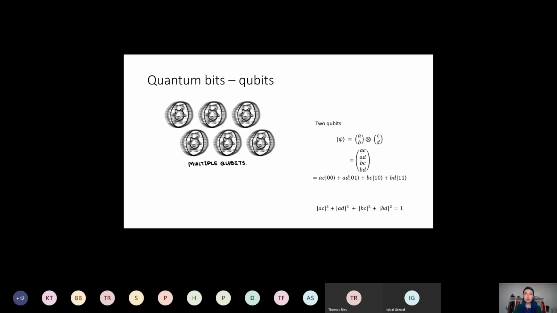When you have multiple qubits, you can mathematically combine them. And for this class, I try to reduce as much math as possible. So there are some equations, but it's not going to require you to really derive them.